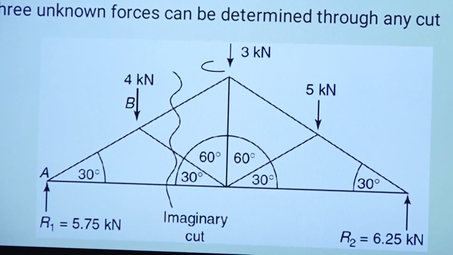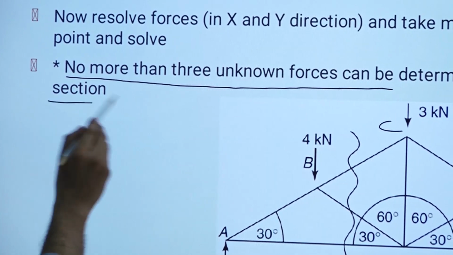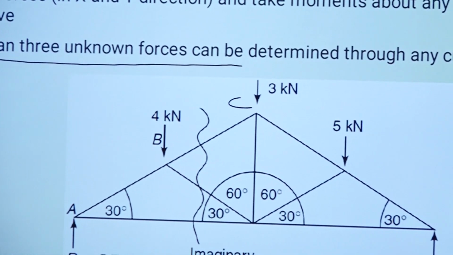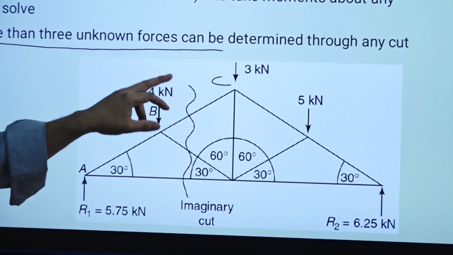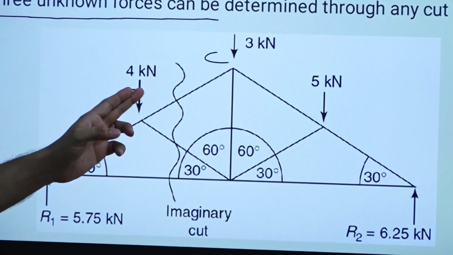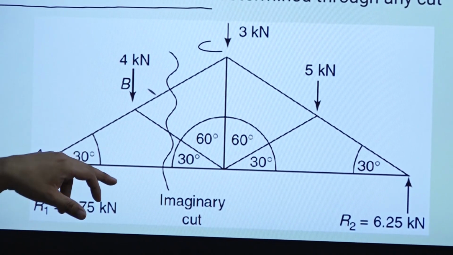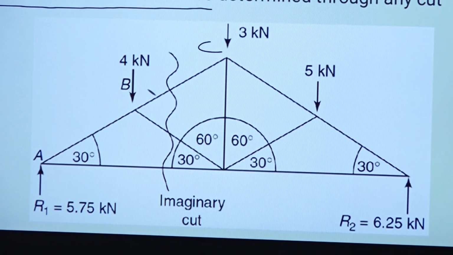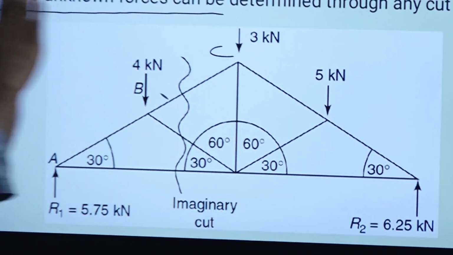Again, no more than 3 unknown forces can be determined through any cut section. Why can we not find out more than 3 forces? Because we are cutting only 3 members, right? We are cutting this whole framework which is passing through only 3 members, 1, 2 and 3. So in 3 members there will be 3 unknown forces. That's why you cannot find out more than 3. Only 3 you can find out, right? So now let us move and we will solve one problem.